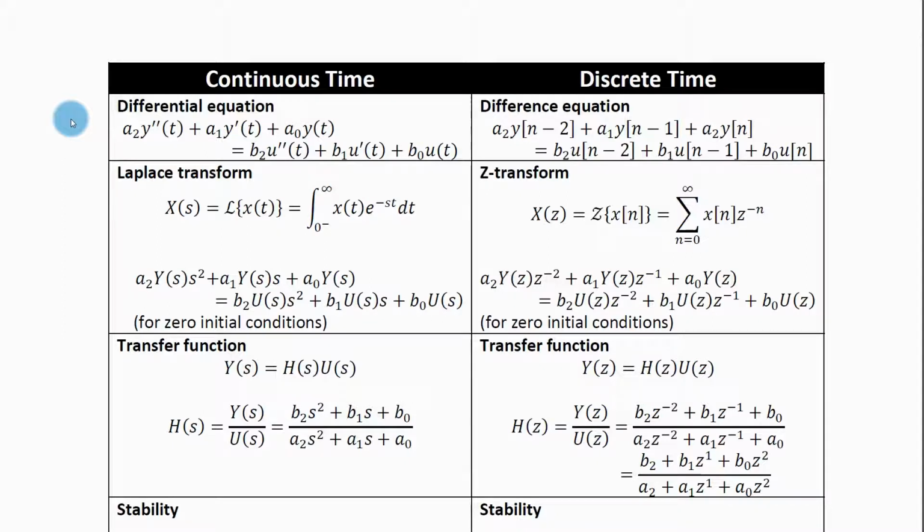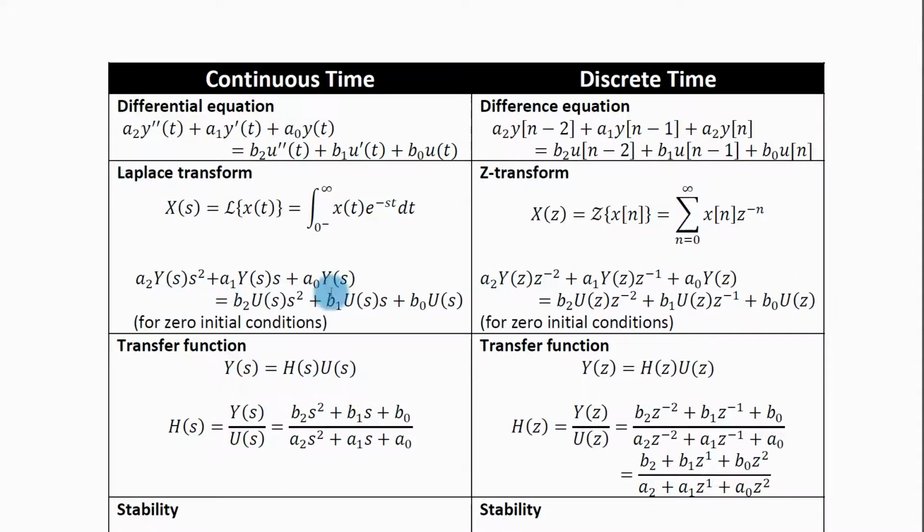We have learned that in time domain the continuous time systems can be described using a differential equation and discrete time systems can be described using a difference equation. The continuous time systems can be analyzed using the Laplace transform, this is its definition, and the discrete time systems can be analyzed using the Z-transform. This is the Z-transform definition. When you apply the Laplace transform to this differential equation and assume zero initial conditions, you will get this equation. And when you apply the Z-transform to this difference equation and assume zero initial conditions, you will get this equation.